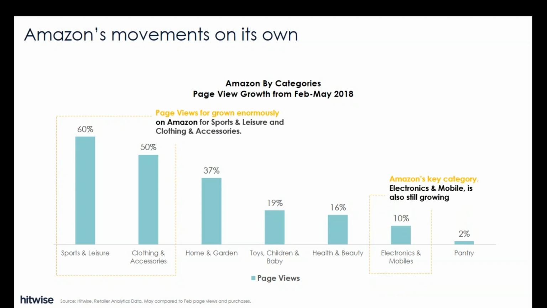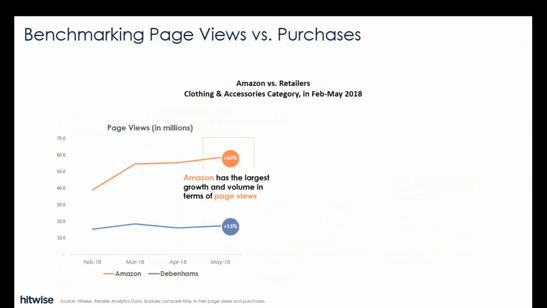But in order to put this data into perspective, we'd need to compare not only page views, but also look at their purchases and conversions. So let's see for one of those examples for a top growing category, clothing and accessories, against another retail leader, Debenhams. So comparing those same periods, the February to May period, for the clothing and accessories category, Amazon has by far the largest volume and growth in terms of page views.